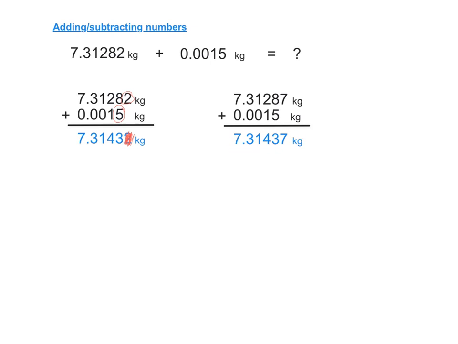Or if you like, stick them on a calculator and add them together and you get this. Now here's how we deal with the significant figures. Once again, we'll go to the first number and find its rightmost significant figure. That's the 7 here. Then we go to the next number and find its rightmost significant figure.